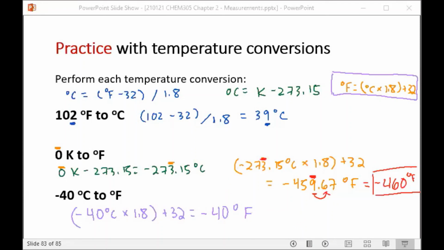And we need to keep this with the same precision as the number we started out with. 40 degrees Celsius was in the ones place. So we want our final answer to also end in the ones place. So negative 40 is where the Celsius and the Fahrenheit scales exactly intersect. If you do trivia, that's oftentimes a trivia question: at what temperature are Fahrenheit and Celsius equal? It's negative 40.